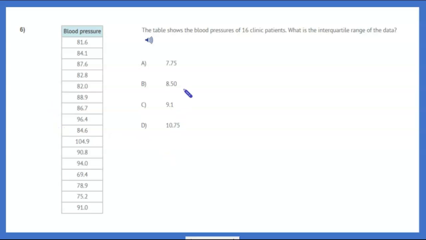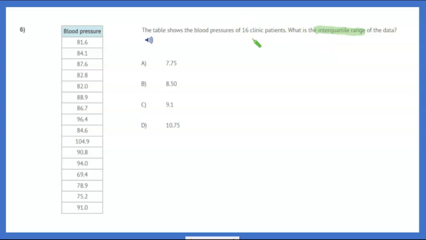Okay, this one says, the table shows the blood pressure of 16 clinic patients. What is the interquartile range of the data? So we've been talking in class about interquartile range. We know these refer to box plots, and quartiles divide the data into 4 even groups. The groups all have the same number of members.